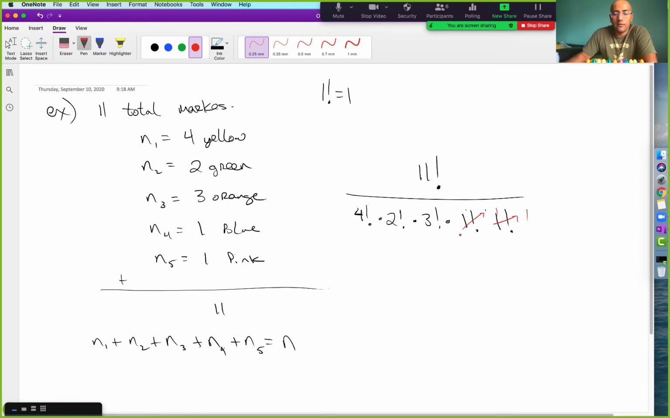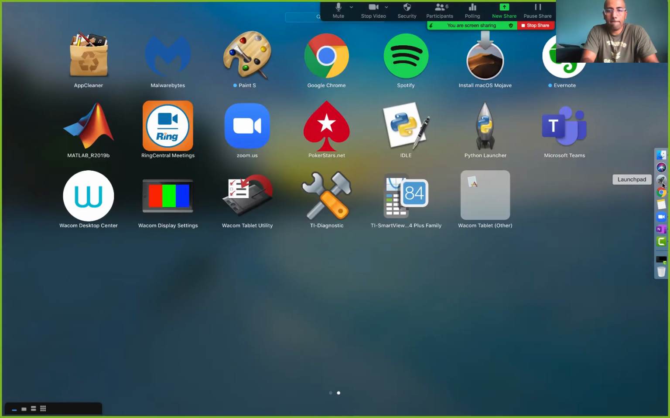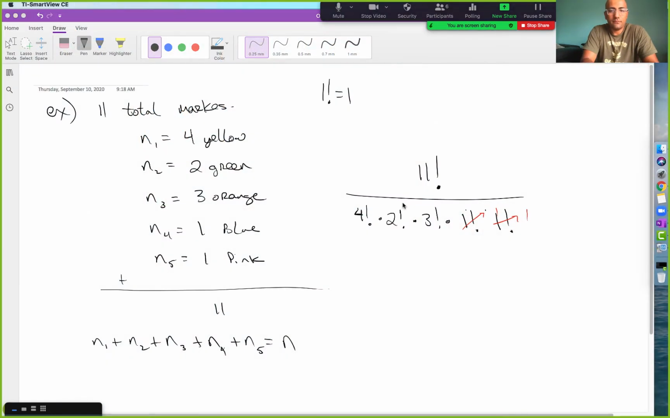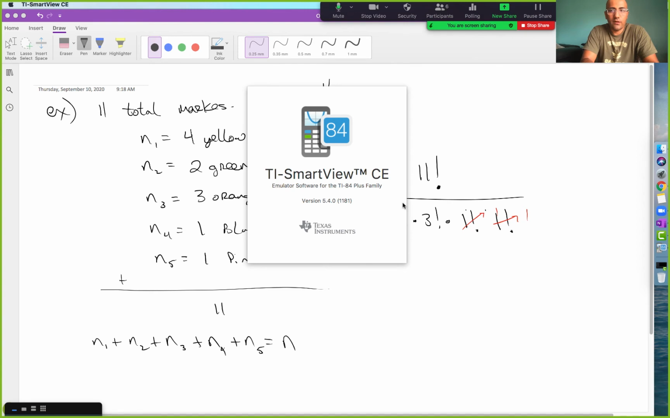Just 1, 1. Good. So we could expand this whole thing out and simplify it by hand, but I think it would just get really messy. So this is something where we definitely want to use our calculator. Okay, so 11 factorial divided by 4 factorial divided by 2 divided by 3. Right, and that's just based on the colors that were provided. So let's go over to our calculator and figure out the answer.